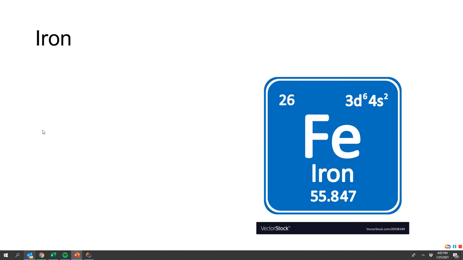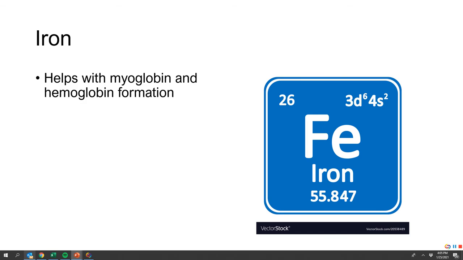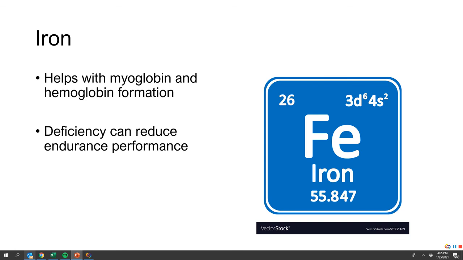Then there's iron. Iron helps with oxygen transport, specifically with myoglobin and hemoglobin. If we have low iron, which is common in women due to menstrual cycle, that can reduce endurance performance. If you don't have as many red blood cells as you could, you've got a lower oxygen carrying capacity, which means you're not going to be able to do whatever it is you need to do or want to do for as long. Because of the menstrual cycle, women are more likely to be deficient.